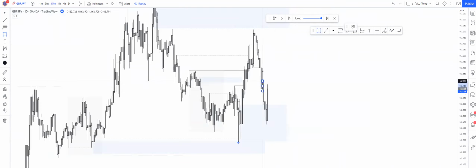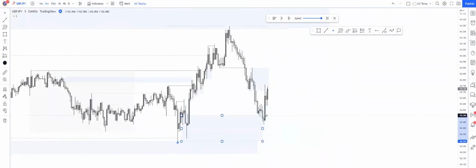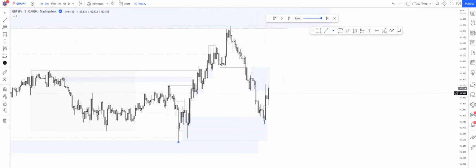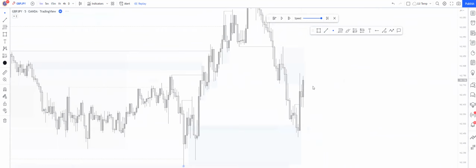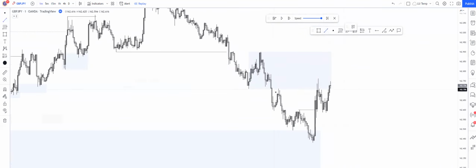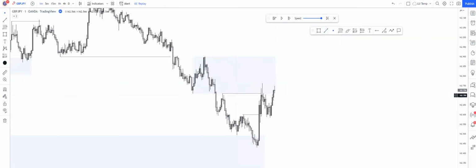So we have a rejection block. Let me just remove this. We're taking stops now. And then we have internal liquidity right here. I take a short from here. That's the breaker. It's a 9 pip stop loss.